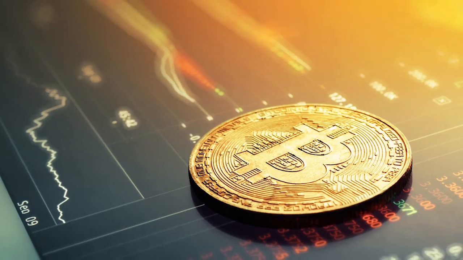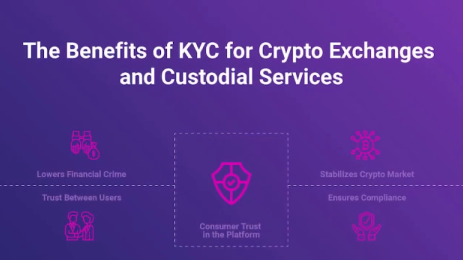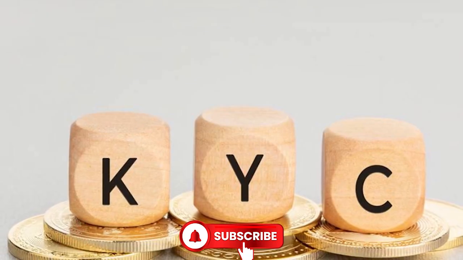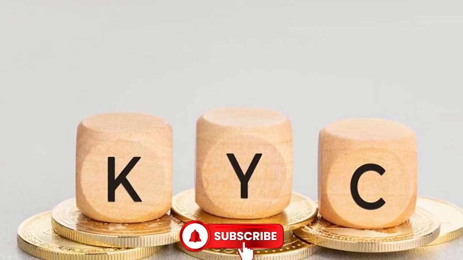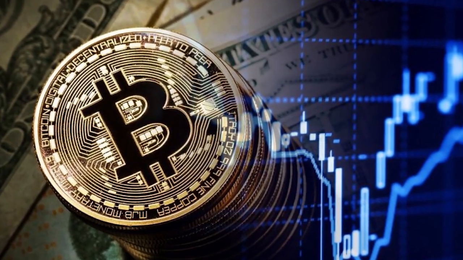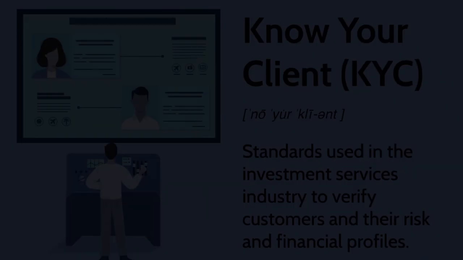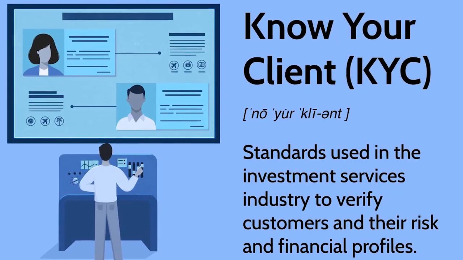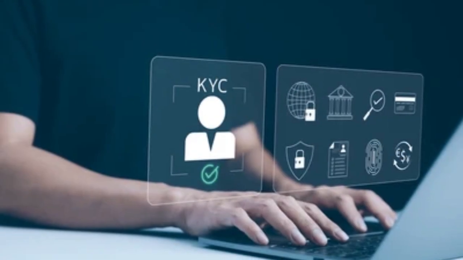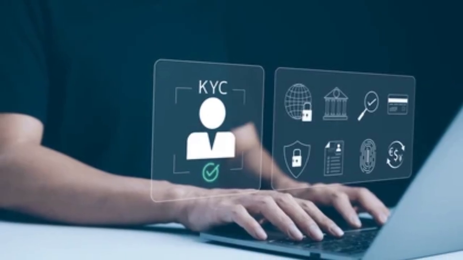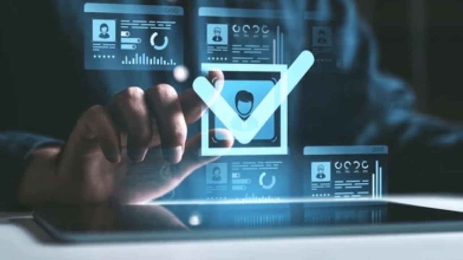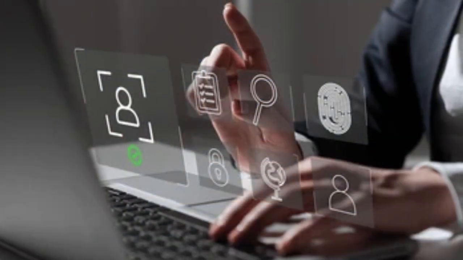If your verification is approved, your account is upgraded to verified status. This means you can start trading with higher limits, deposit larger amounts, and withdraw funds without restrictions. On the other hand, if your application is rejected, the exchange usually provides a reason, such as blurry photos, mismatched details, or expired documents. In most cases, you'll be able to reapply by fixing the issue and submitting your documents again. But the process doesn't just end there.